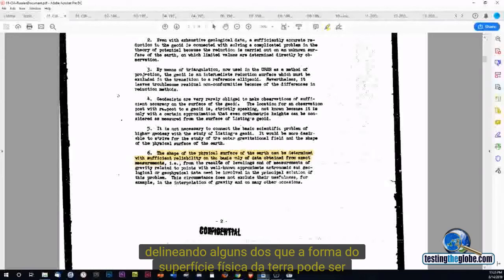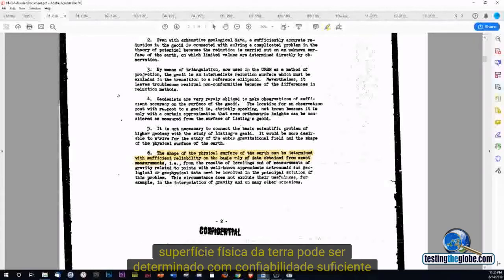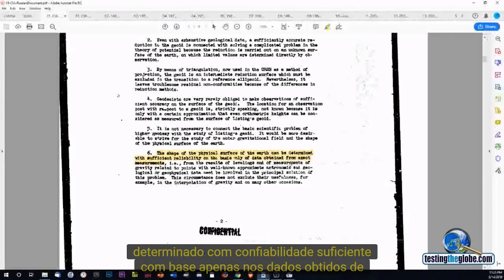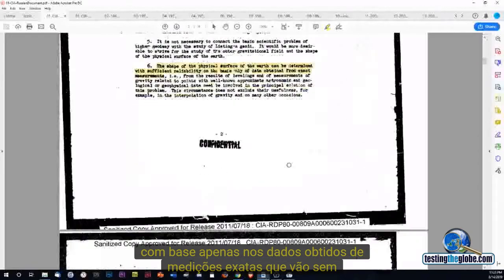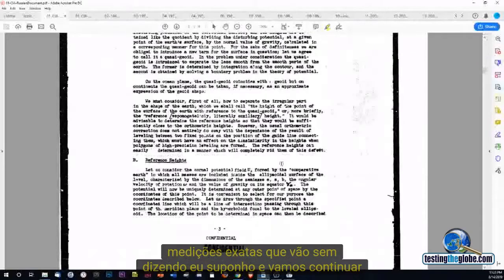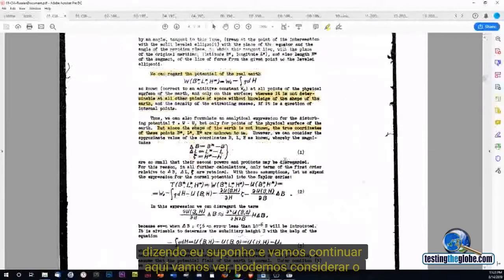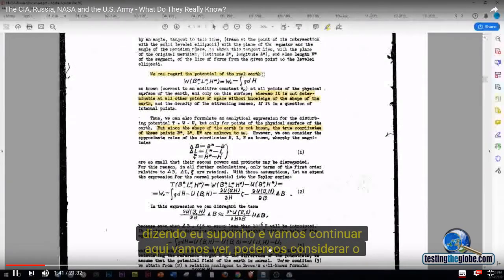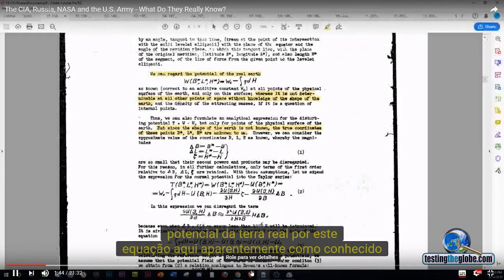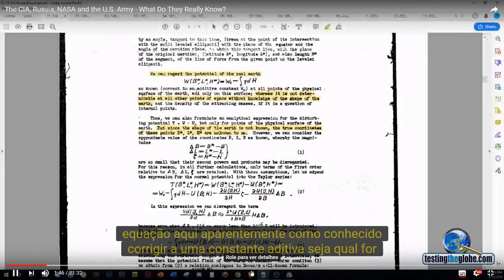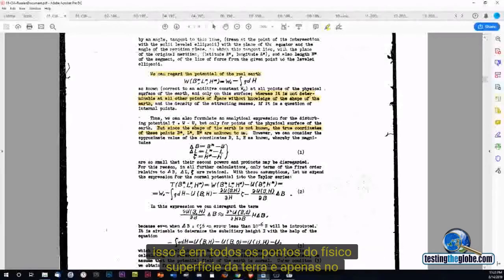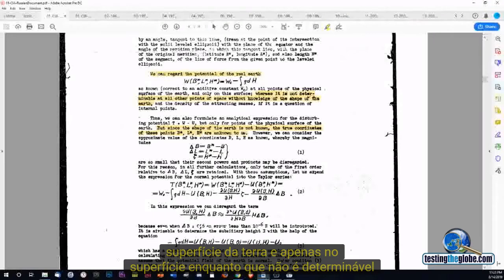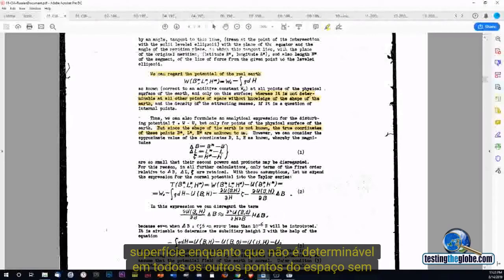The shape of the physical surface of the Earth can be determined with sufficient reliability on the basis only of data obtained from exact measurements. Well, that goes without saying, I suppose. And let's keep going down here. Let's see. We can regard the potential of the real Earth, by this equation here apparently, as known correct to an additive constant, whatever that is, at all points of the physical surface of the Earth and only on the surface, whereas it is not determinable at all other points of space without knowledge of the shape of the Earth.